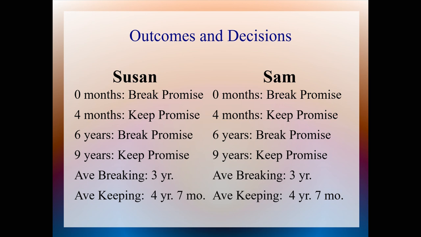Now, if they were both altruists and they were not looking out for what's in their best interest, but looking out for what's in the other person's best interests, then Susan says, what's the best thing that can happen for Sam? It is if I keep my promise, because if he breaks his promise, then he'll go home immediately, and if I keep my promise and he keeps his promise, then we'll go home in 4 months.